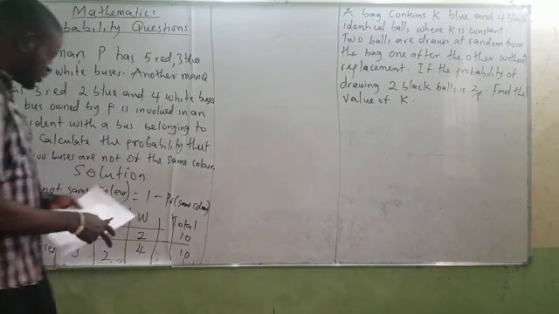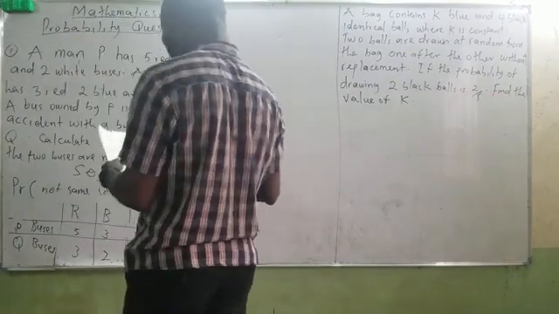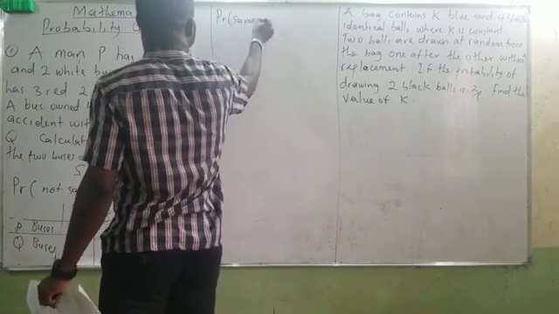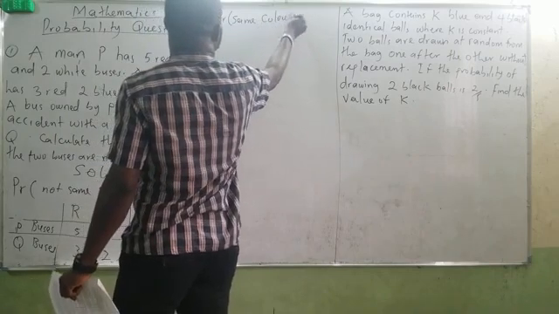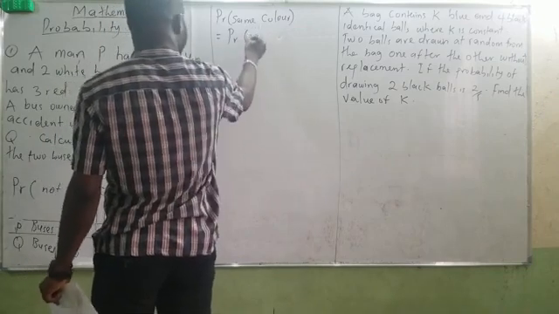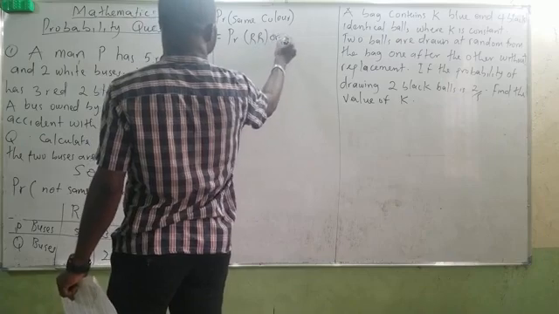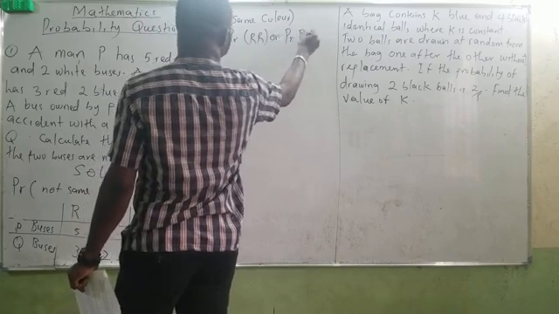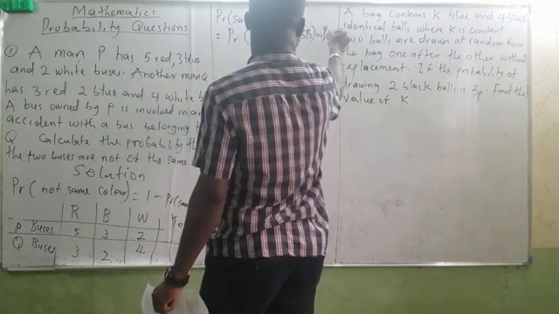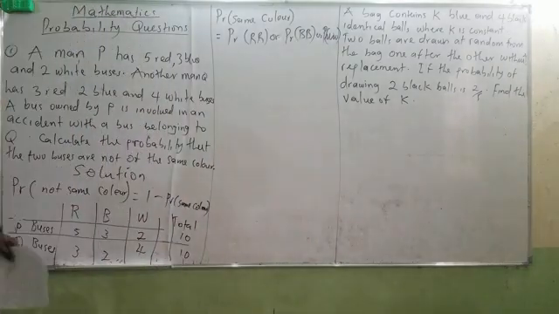Now this time around, I will say probability of same color. The probability of the same color will equal the probability of red, or probability of blue, or probability of white. That is the probability of the same color. Now, listen very well. That is what the question is telling us.